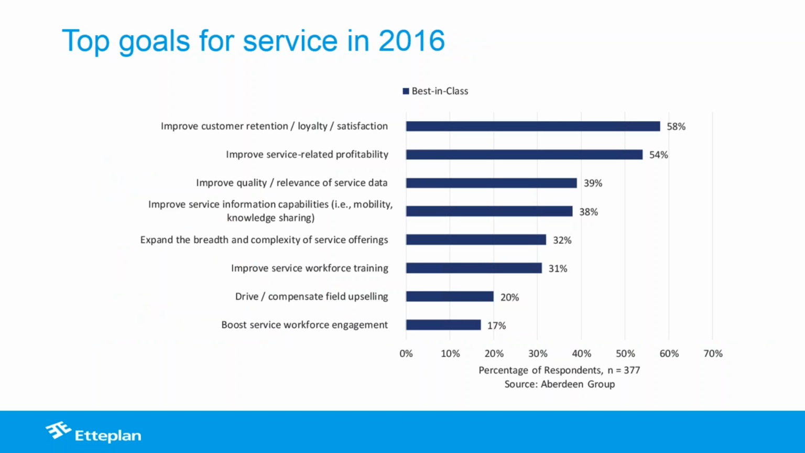Taking a closer look at the service business, this was a survey done by the Aberdeen Group a little while ago. Amongst the best in class in the maintenance business, as you can see, a lot of folks out there have a goal for 2016 of wanting to improve customer retention, loyalty, and satisfaction. Also, a lot would like to improve service-related profitability. And the third one I like very much because it's close to my heart is to improve the quality and the relevance of the service data.